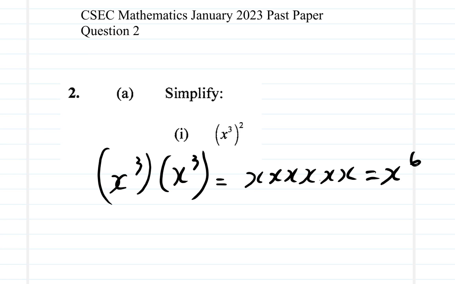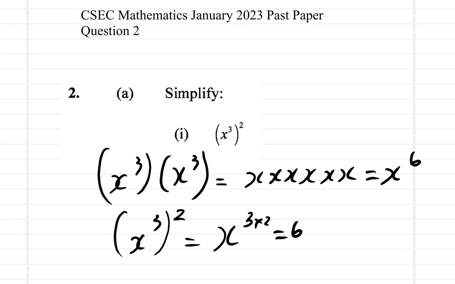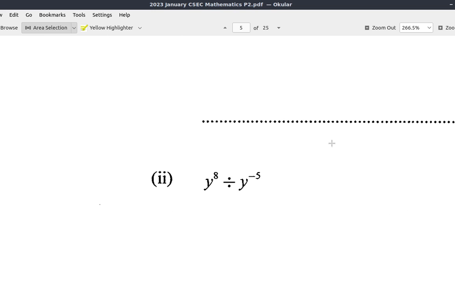Alright? As I said, since you have a number raised to a power, and it is raised to another power, what you do is multiply the powers. 3 by 2 gives you 6. So what you have is x raised to the power of 6. So that is question 2A1. Let's see what else happened here. Okay, 2A2.